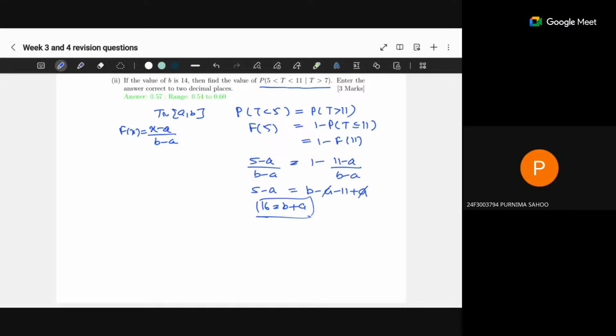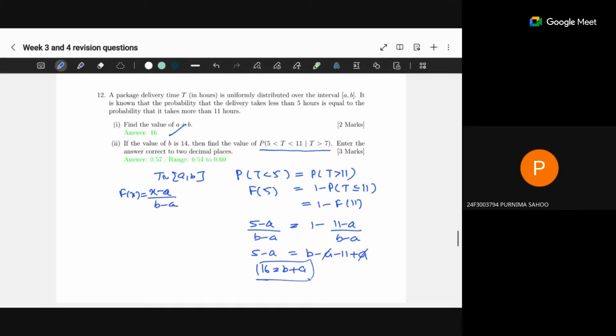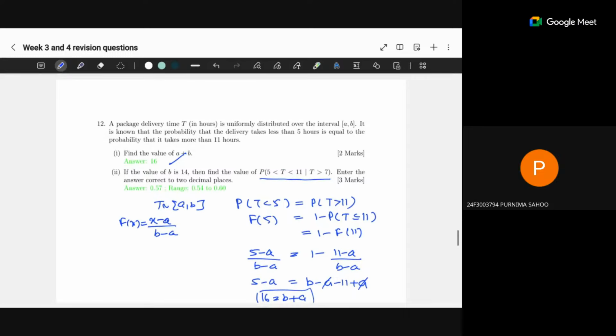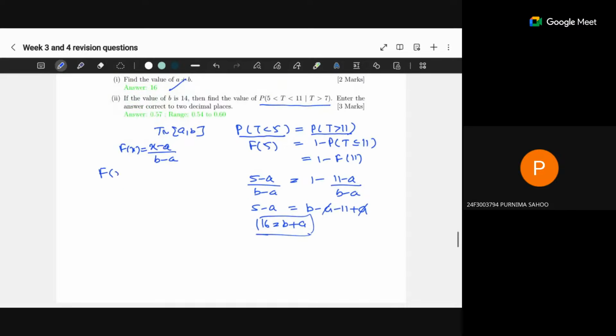Ma'am, how did you know from the question it's a CDF? Not from the question. They have said that the probability that the delivery takes less than 5 hours is equal to the probability that it takes more than 11, so the probability that t is greater than 11. What is my F(x)? F(x) is basically the probability that my x is less than or equal to some value. So this is the probability of t less than 5. It is basically the same, right? So this is F of 5. Yes, ma'am.